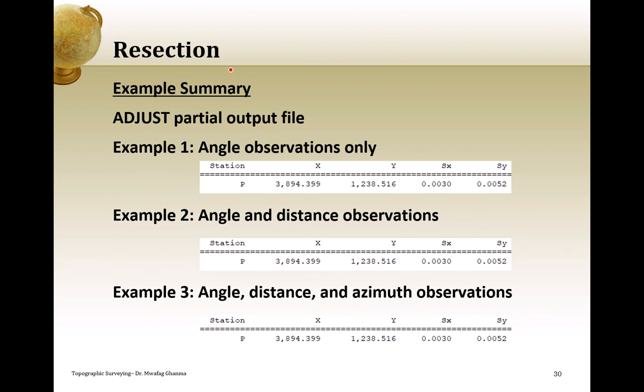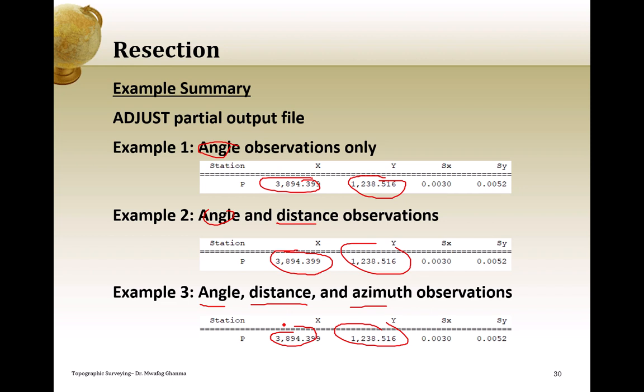Now here is a comparison between the 3 solutions of the same network, but the first one with angle observations only, and the second one we had angles and distances, and the third one we have angles, distances, and the azimuths. As you can see, it is the same solution. One reason for that is that the network is a strong one.